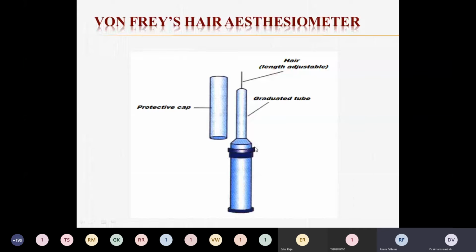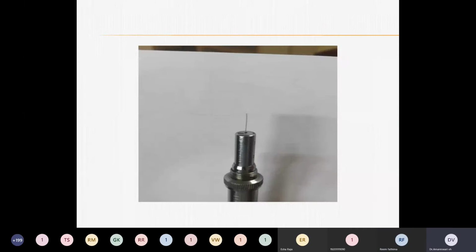So one tray is the hair aesthesiometer. We are not using it, but we have the instrument at our college. You can see one hair projecting. There is an adjustable knob here. You can adjust the length of the hair. You can make it short or you can make it longer.